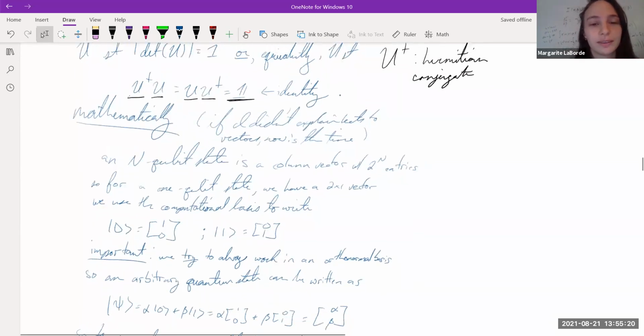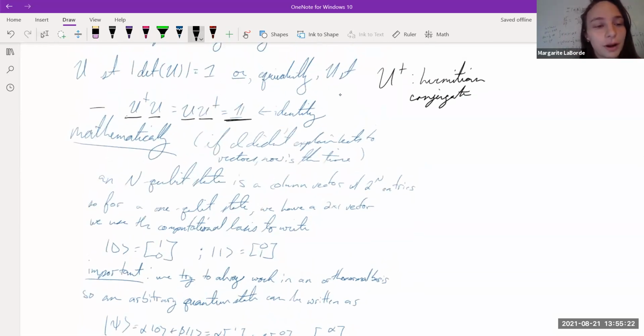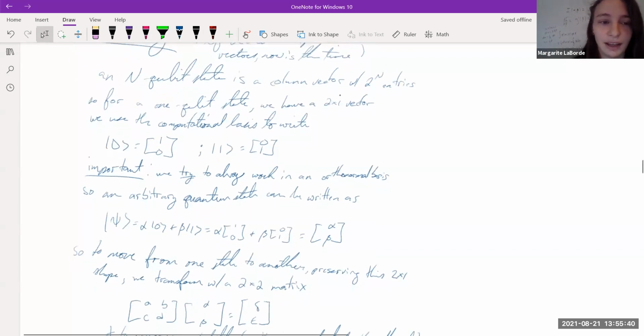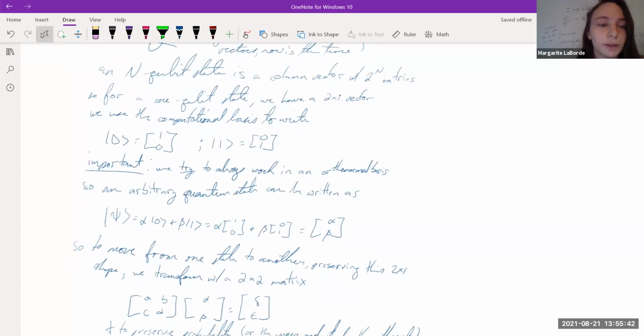So we say that this is the interesting property for a unitary matrix, and it means it preserves the inner product, or it preserves probability. Okay, so if I didn't explain kets to vectors, now is the time. I kind of already did, so that was just a note from me to me.